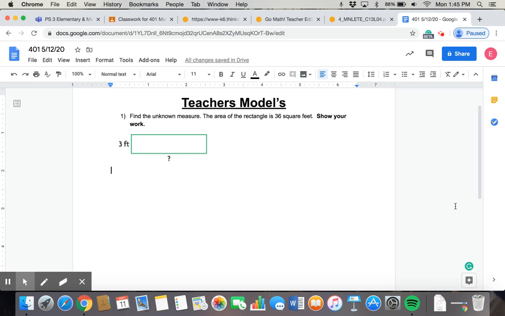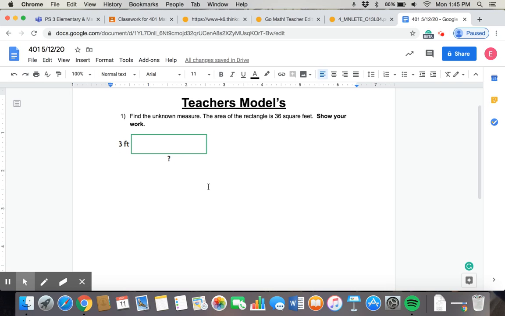Find the unknown measure. So our unknown measure, as you could tell, is going to be our question mark because we don't know what it is. We do know this one, and we'll get into what this one is. The area of the rectangle is 36 square feet. So I know I'm working with the area. Show your work. All right, so when it says show your work, we need to make sure that we're showing how we solved or explaining what we did to find our answer.